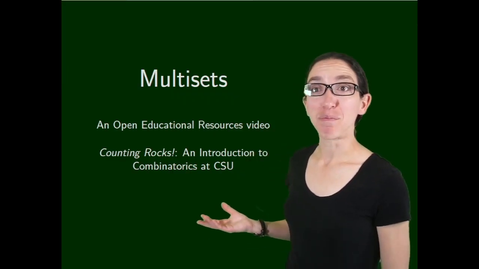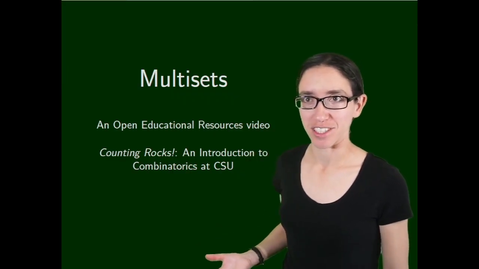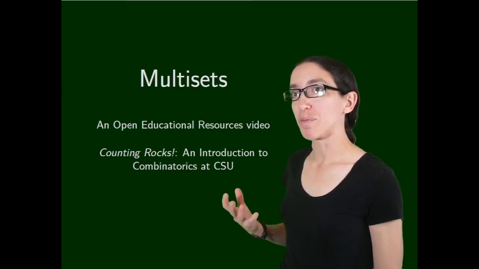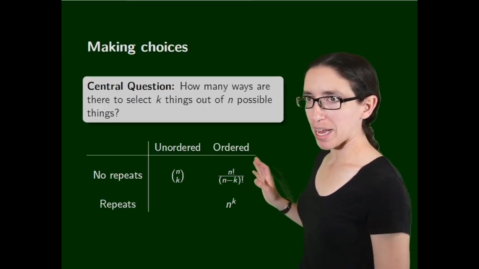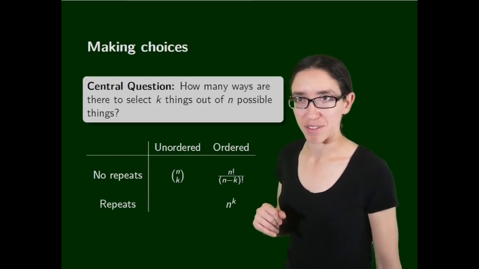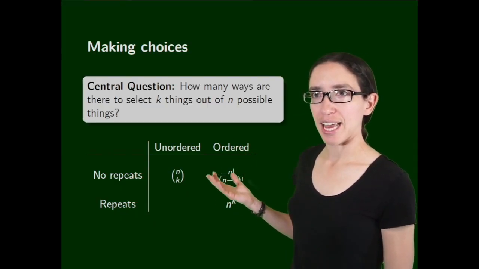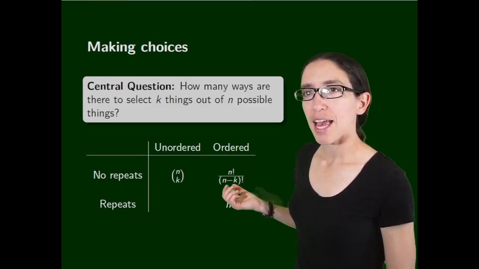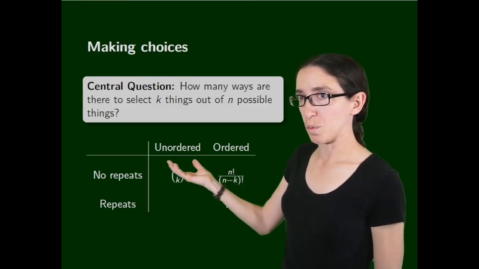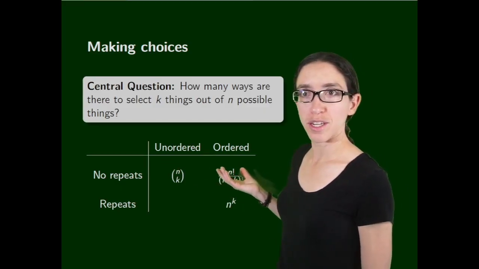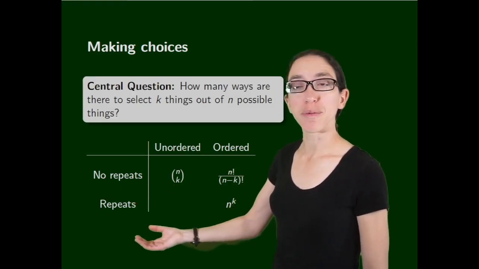Today we're going to be talking about multisets, which is a mathematical construction used to denote a set with repeated elements allowed. So let's go back to the making choices question from the last video. The central question we were working on is how many ways are there to select k things out of n possible things? And to clarify this question, we need to know whether our things are unordered or ordered, and whether no repeats are allowed or repeats are allowed.